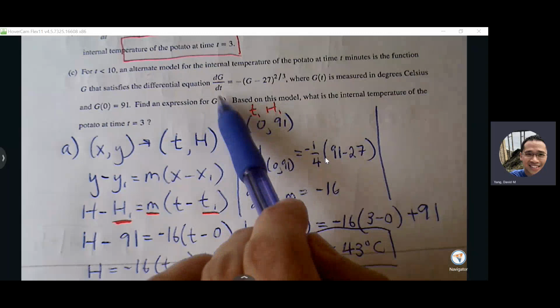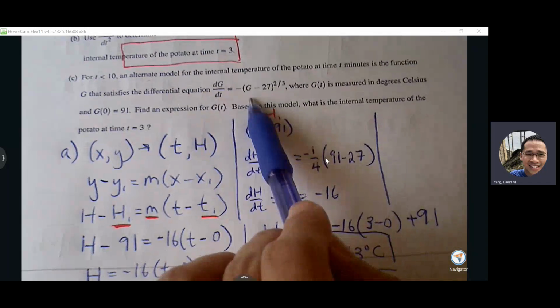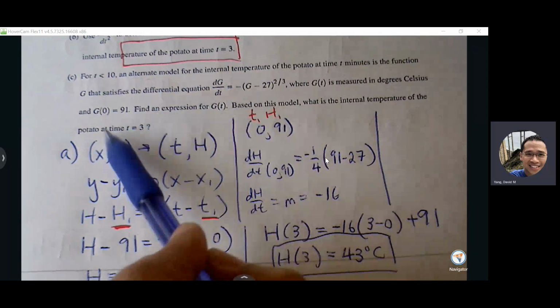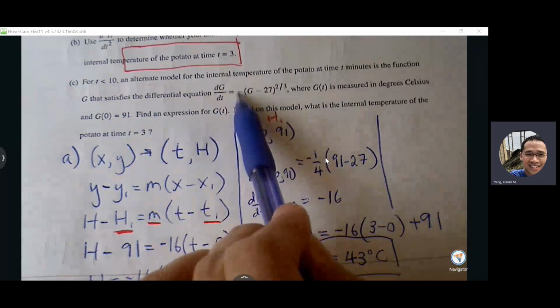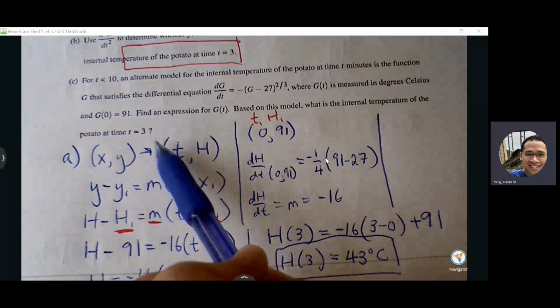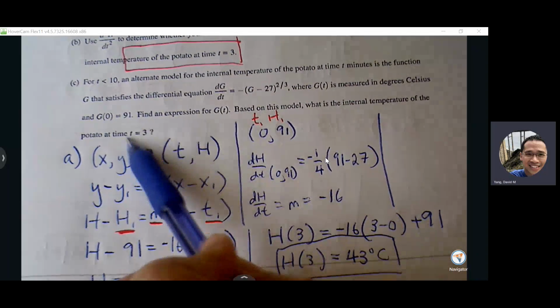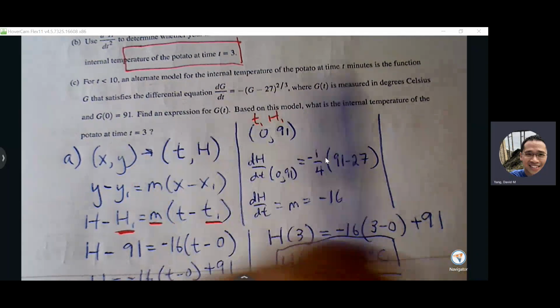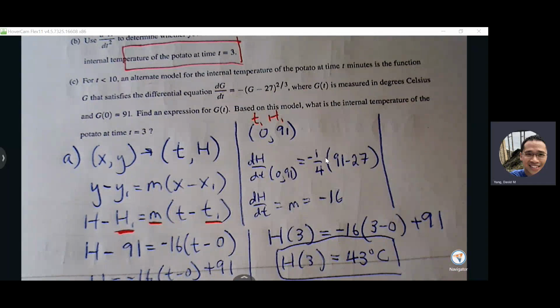Same, we're gonna go through our process, separate our variables, solve for C using this order pair. And once we have our specific solution, then we can use that to help us figure out the order pair at 3, or the internal temperature at 3.